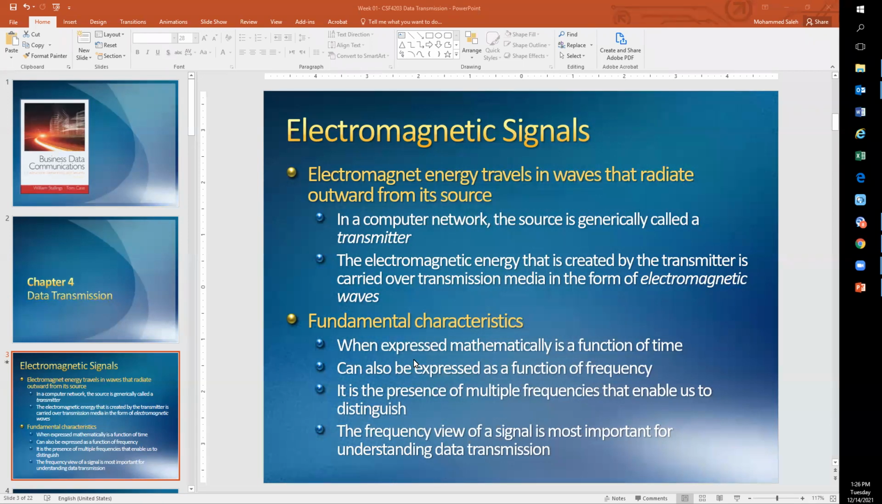And it is the presence of multiple frequencies that enables us to distinguish between frequencies. So here in telecom, we are studying the frequency view of a signal.